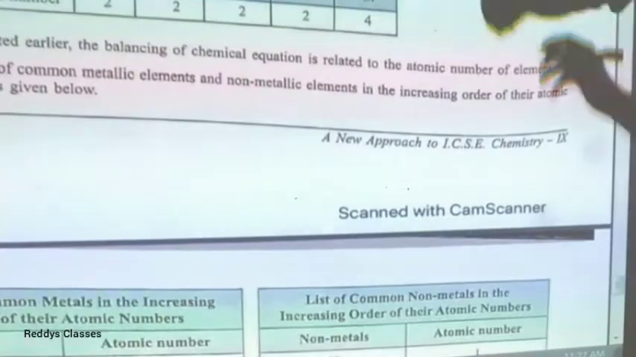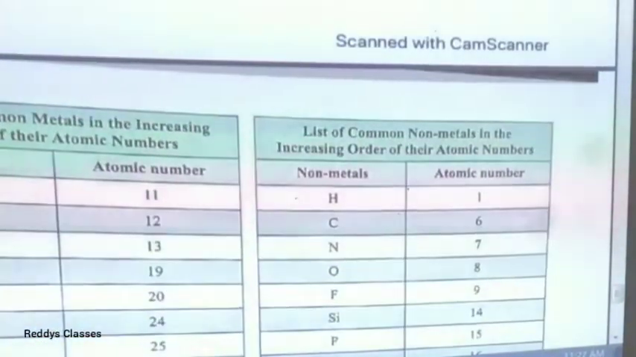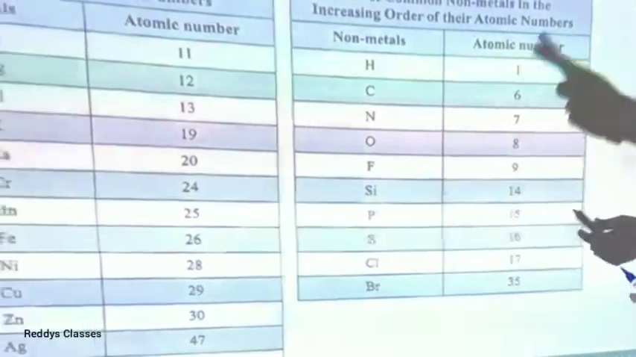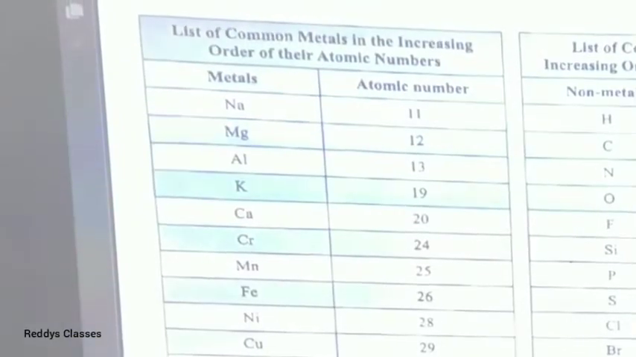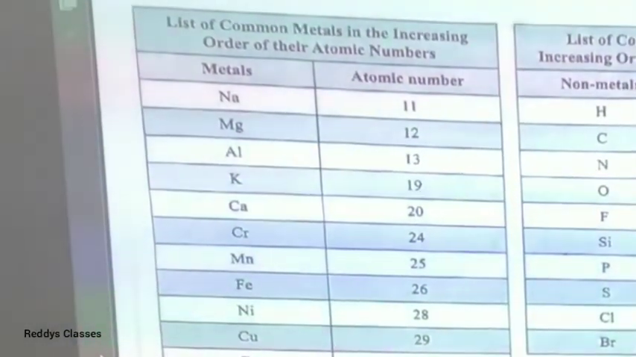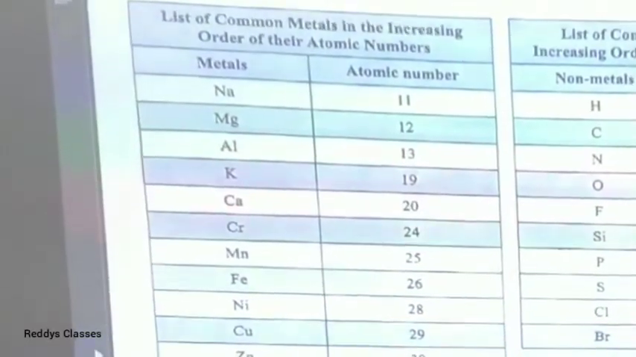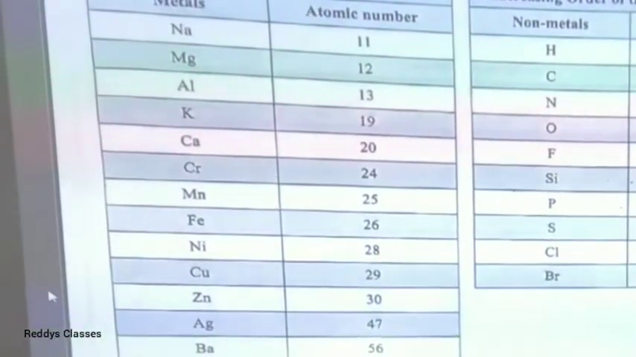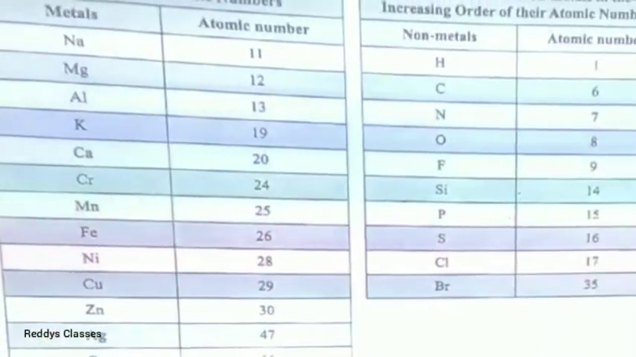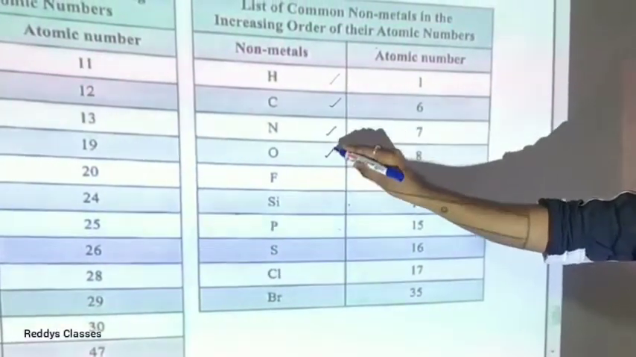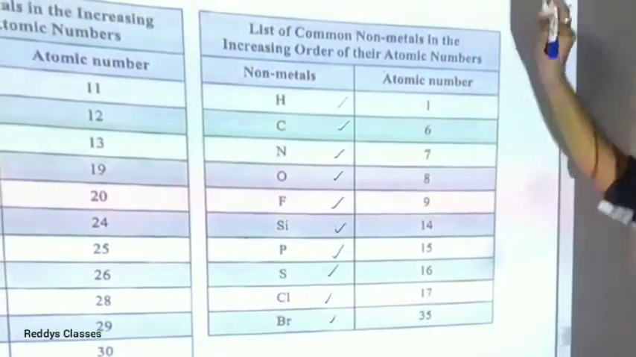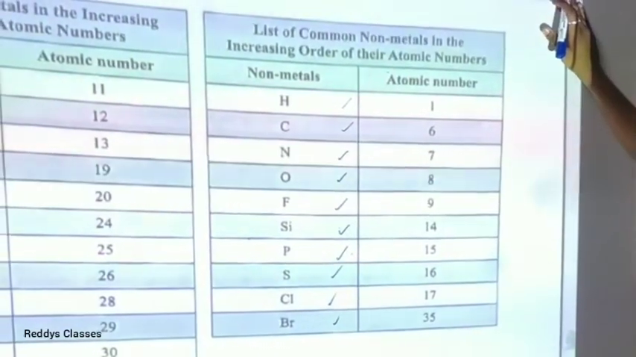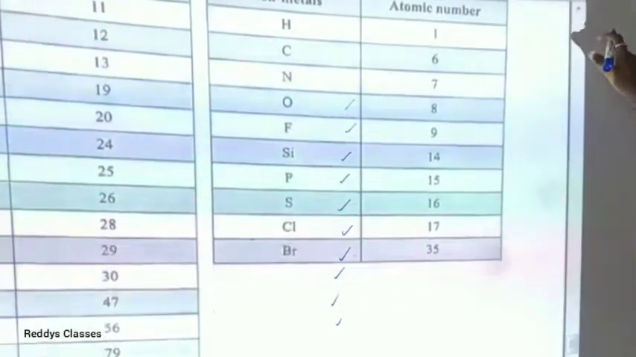Let us continue with the list of common metals and their atomic numbers. We have sodium as 11, magnesium 12, aluminium 13, potassium 19, calcium 20, chromium 24, manganese 25, iron 26, nickel, copper, zinc, Ag, barium. We have Ag, gold. Sorry, Au is gold, Ag is silver. Now there is a list of non-metals also: hydrogen, carbon, nitrogen, oxygen, fluorine, silicon, phosphorus, sulfur, chlorine, bromine. So we have non-metals, metals and their atomic numbers. You have to learn these atomic numbers properly.